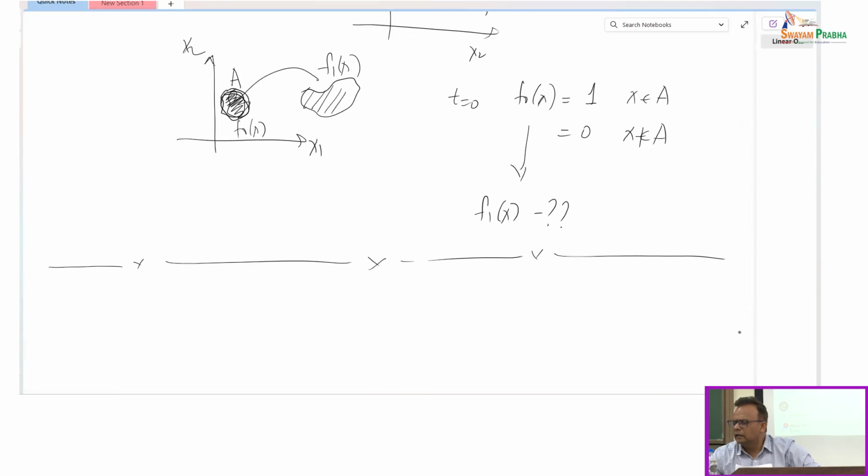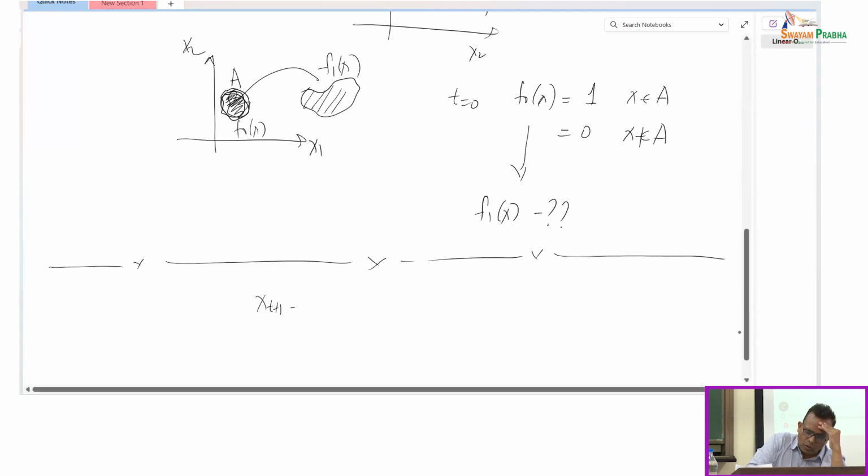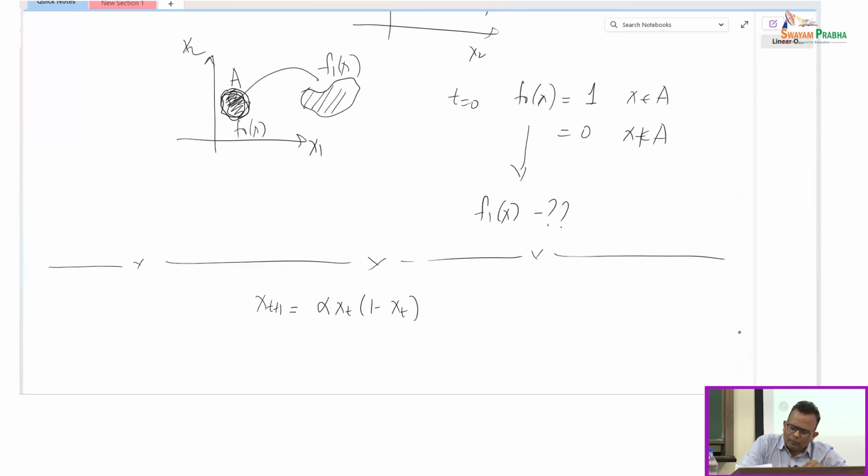I think discrete time systems are much easier to understand. So I will start with a simple one, it cannot get any simpler than this: a one-dimensional discrete time system. And this discrete time system is described using the following equation: x_{t+1} = alpha x_t (1 - x_t), where alpha is some parameter. This is called the logistic map.